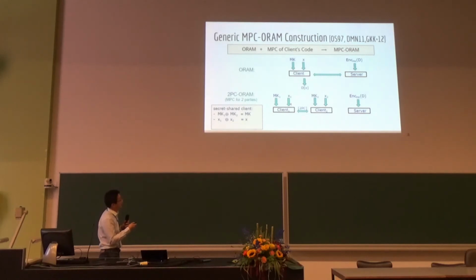But this code's interaction with the server still remains the same because we don't make any change to that. And finally, when returning the ORAM output, this output is also in secret shared format. So now this whole thing is a 2PC ORAM, because party 1 of the 2PC ORAM can emulate client 1 here, and party 2 of the 2PC ORAM can emulate this client 2 plus this server.